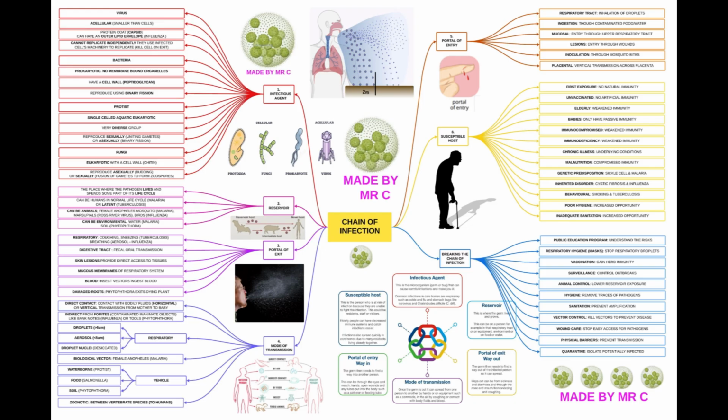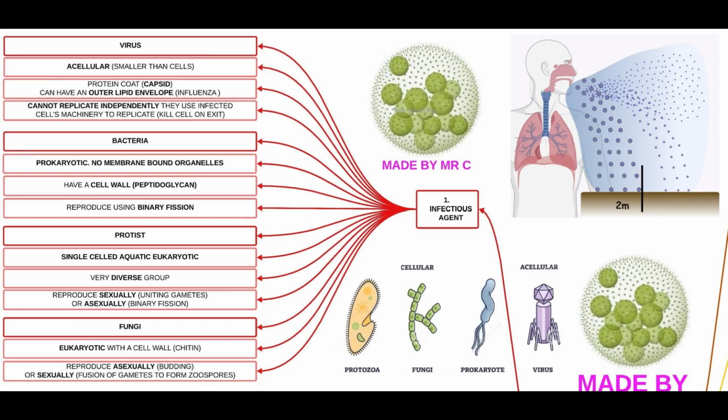Hello and welcome to the mind map about the chain of infection. We're going to go through all of the steps and then look at how to break the chain. Number one is infectious agent. And there are 4 types of infectious agent.